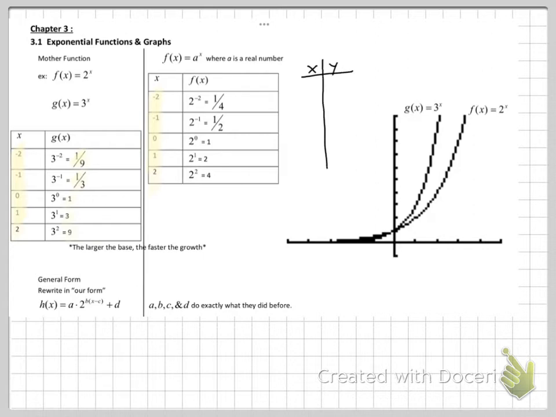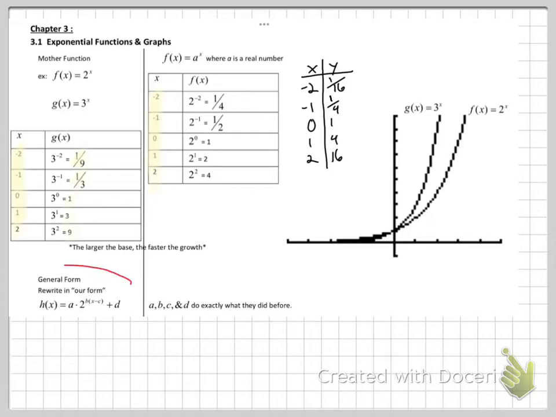If I was doing 4, always these numbers for x. 4 to the -2 is 1 over 4 squared, which is 1/16. 4 to the -1, 1 over 4. Anything to the 0, 1. 4 squared is 16. Then we will be doing our transformations.